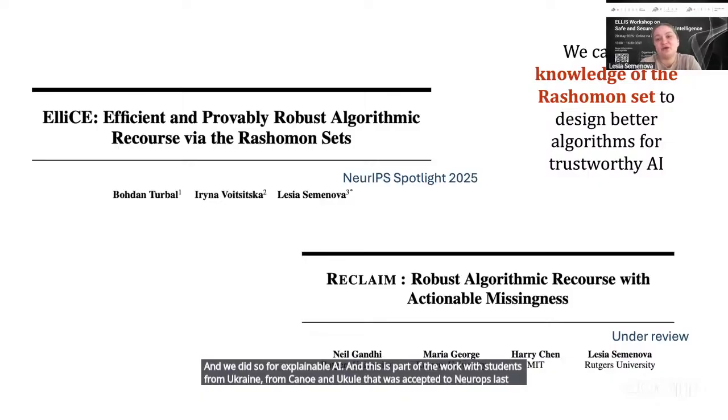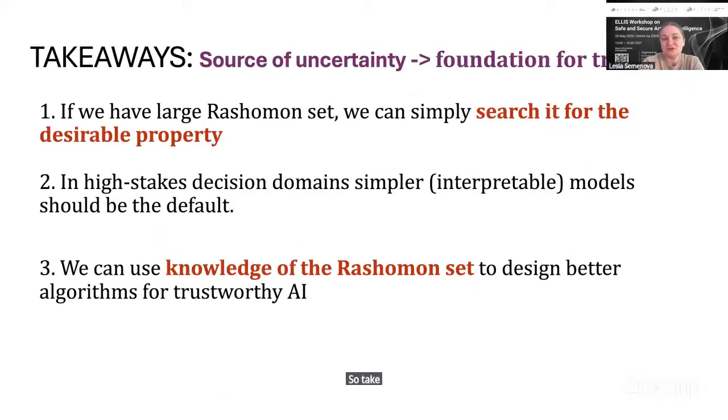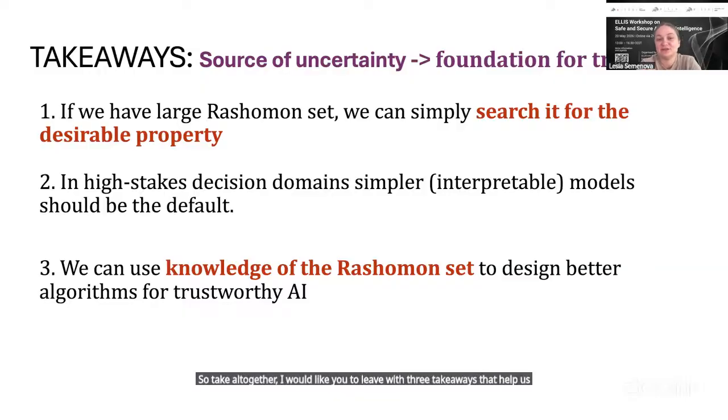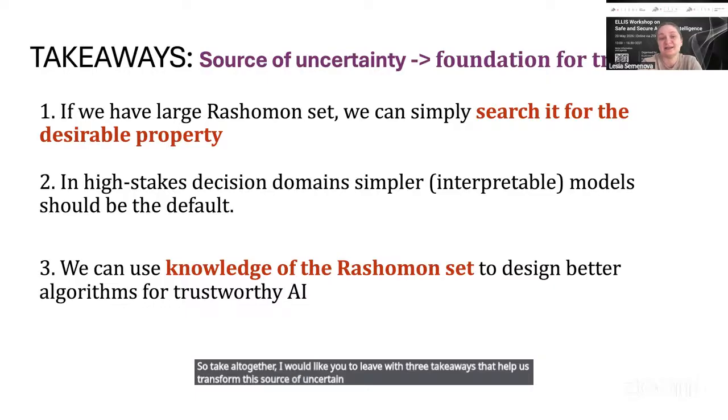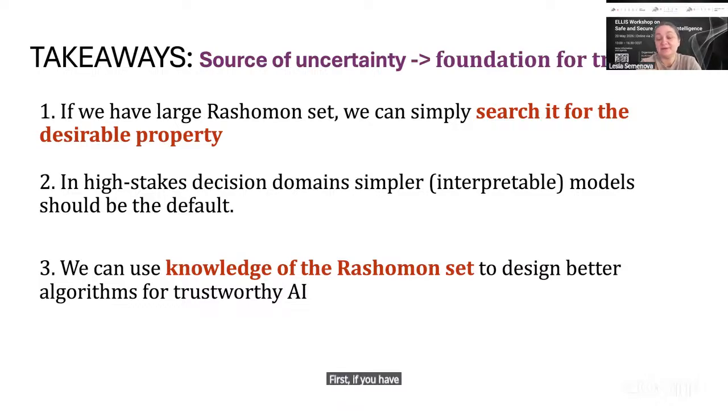So essentially, we approximated the Rashomon set and were able to design better explainability and more robust algorithms. Taking it all together, I would like you to leave with three takeaways that help us transform this source of uncertainty, which it is, into a foundation for trust, where we can select models for our personalized goals. First, if you have a large Rashomon set, we can search for desirable properties.